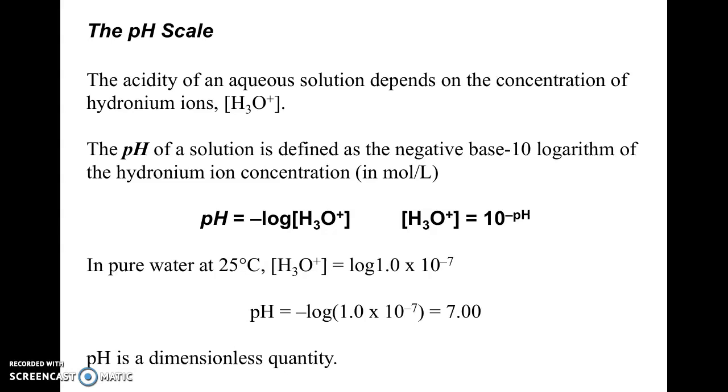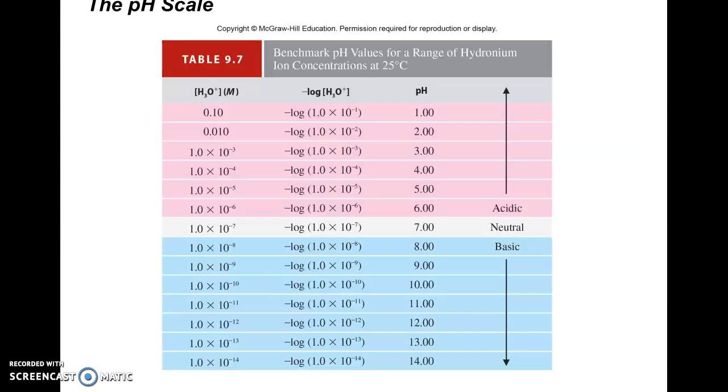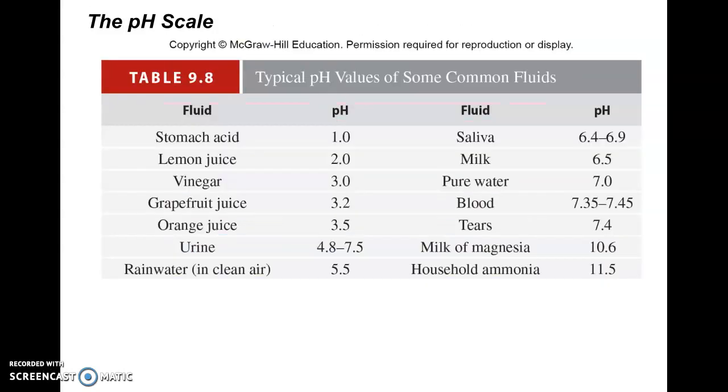Another thing to remember is that pH is dimensionless, so when you go to do problems, you don't put a dimension in any fashion after it. Here's a pH list, or a scale, if you will. pHs go from 1 to 14, and they can actually be outside of that range, but this is considered the pH range, and you can see that numbers less than 7 are acidic, numbers greater than 7 are basic.